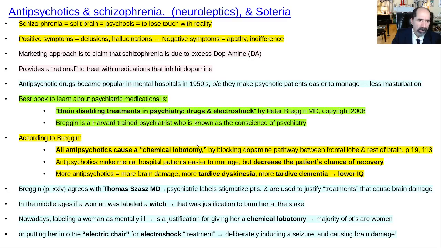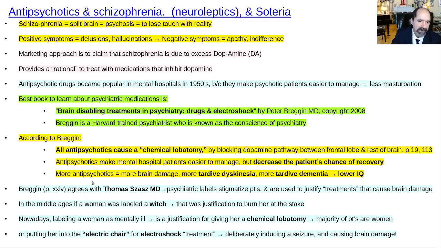Now, according to Breggin, and by the way, I put page numbers for every reference to his book here, just because if anybody wants to look it up, you can go right to the page from the slides of my lecture to the book, and you'll find it. Okay, all antipsychotics cause a chemical lobotomy. Now, that's an important point. They all cause some form of essentially a chemical lobotomy, separating the frontal lobes from the rest of the brain, and to some extent the basal ganglia and the temporal lobes. Now, that's bad, okay? The person running the mental hospital might like it if the patients have a lobotomy. They just sit in bed all day, apathetic, and they're easy to manage. But for the individual, that diminishes their chance of having a meaningful recovery.